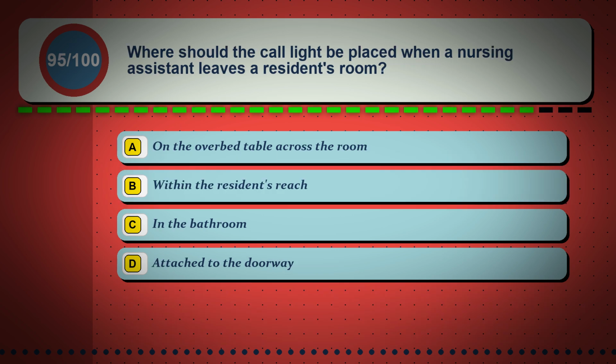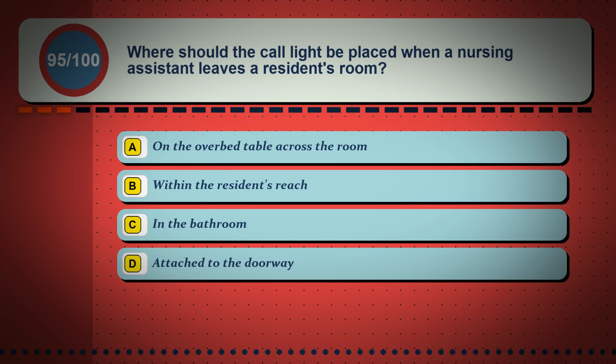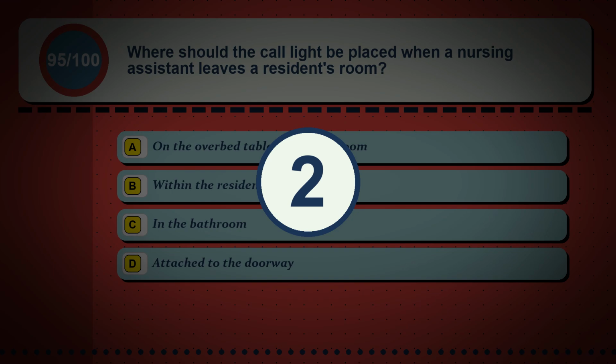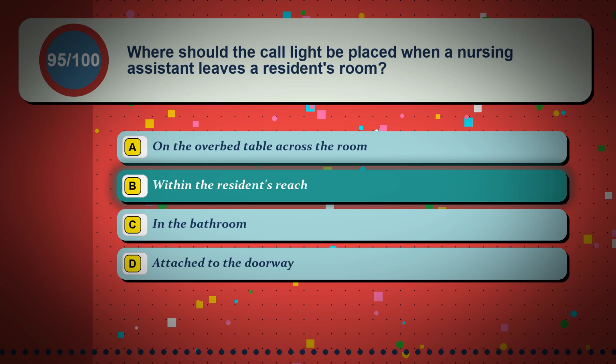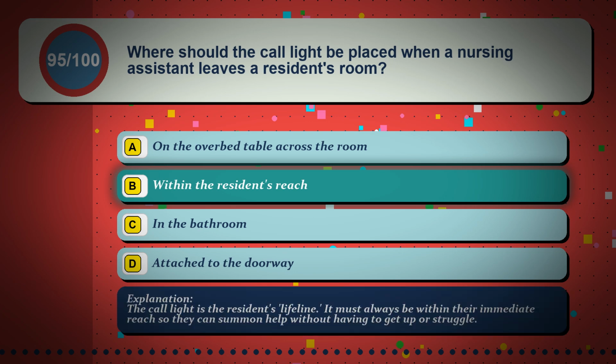Question 95. Where should the call light be placed when a nursing assistant leaves a resident's room? Option A. On the overbed table across the room. Option B. Within the resident's reach. Option C. In the bathroom. Option D. Attached to the doorway. The correct answer is option B. Within the resident's reach. The call light is the resident's lifeline. It must always be within their immediate reach so they can summon help without having to get up or struggle.